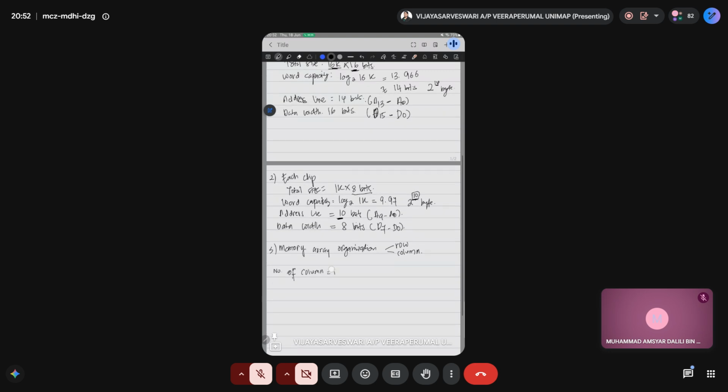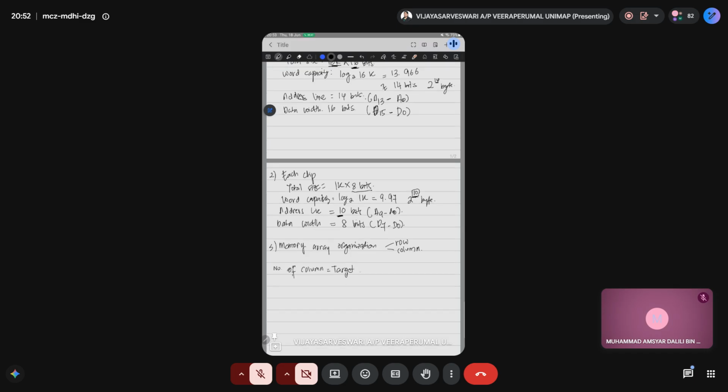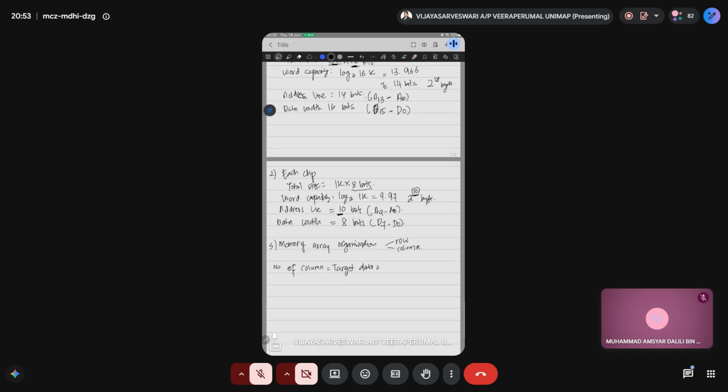The number of columns is equal to target data width divided by chip data width. Another one, in order to find the number of rows, is equal to target depth divided by chip depth. So here you take the data width and the depth.